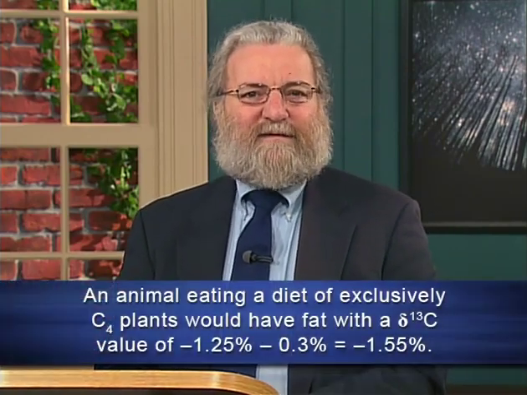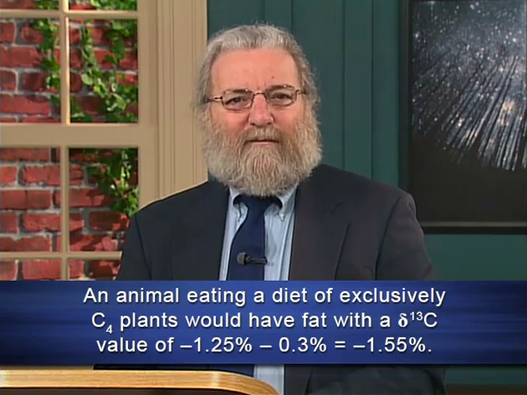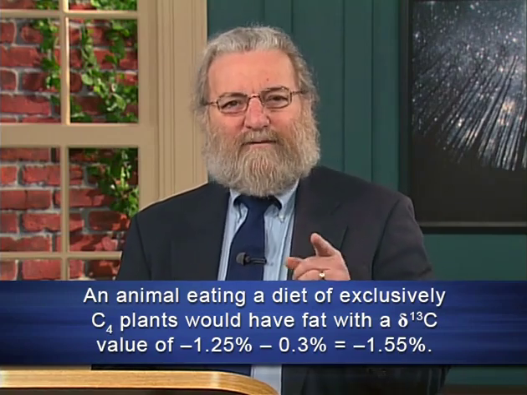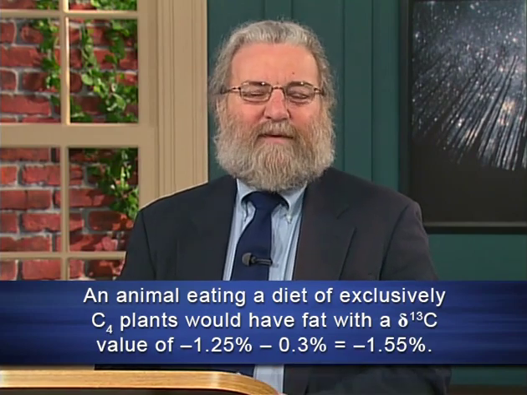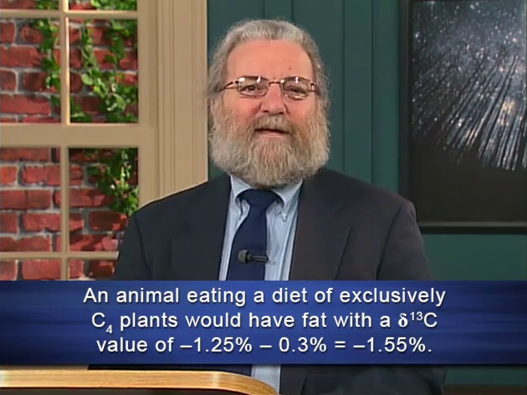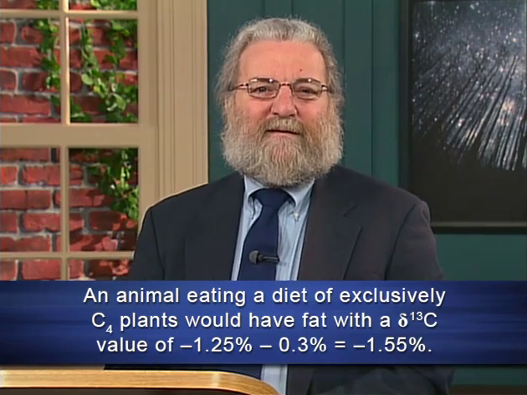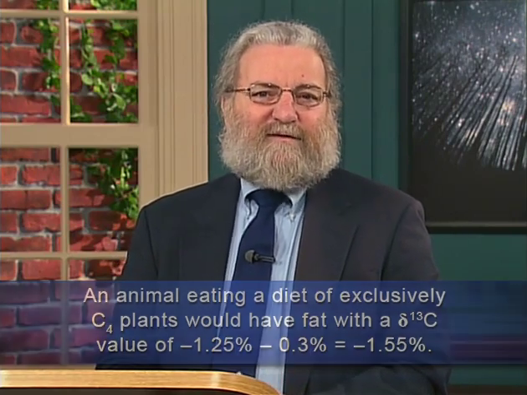The fractionation factor for mammalian fat, for example, is roughly minus 0.3%. That is, an animal eating a diet exclusively of C4 plants would have fat with a delta 13C value of minus 1.25% for the C4 plants, minus another 0.3%, or minus 1.55% in total. The fractionation factor for bone collagen, the thing that's most likely to be left over if we find a skeleton, is actually positive. That is, the chemical process that creates bone actually favors the heavy isotope by a little over 0.5%.